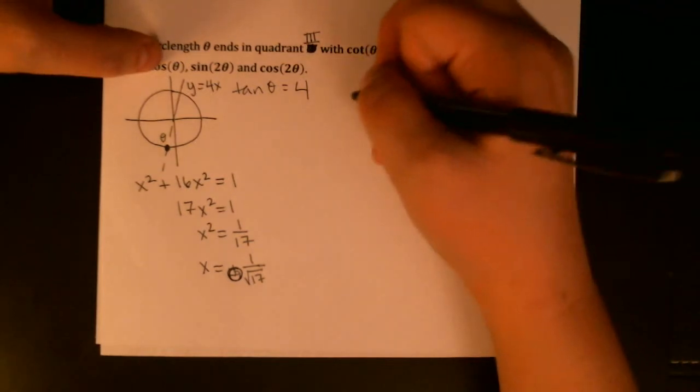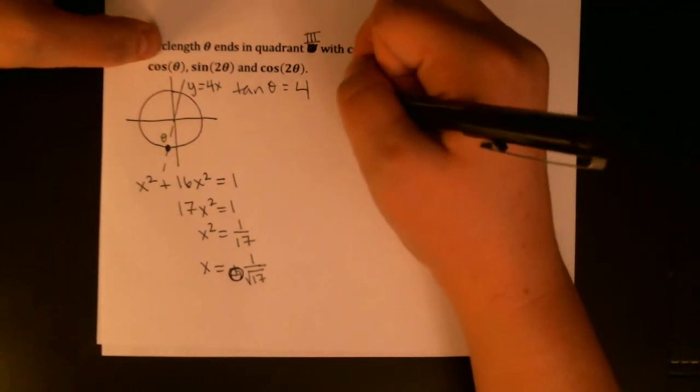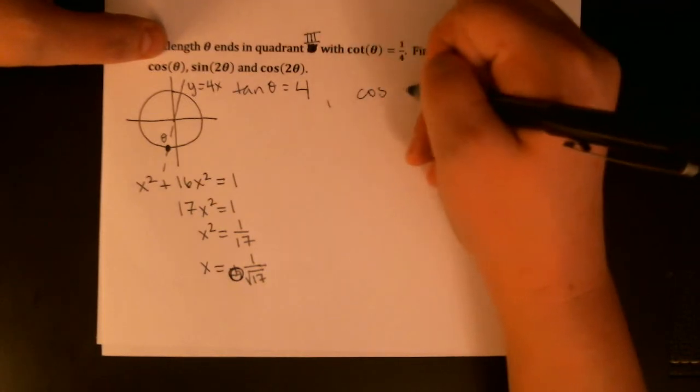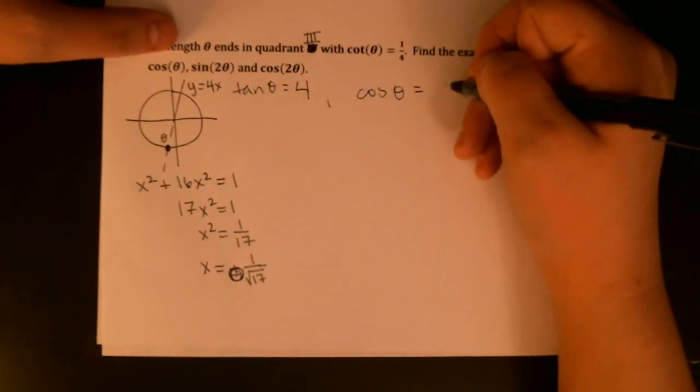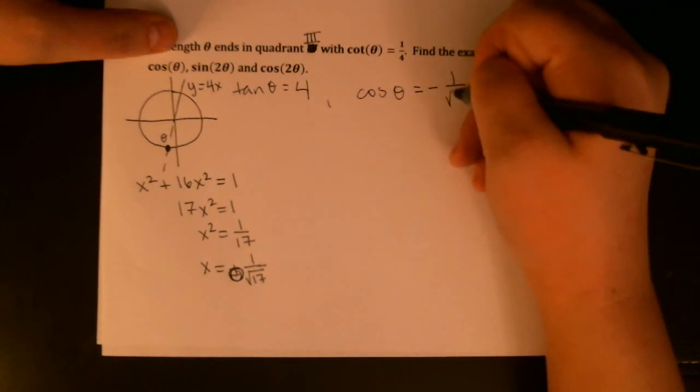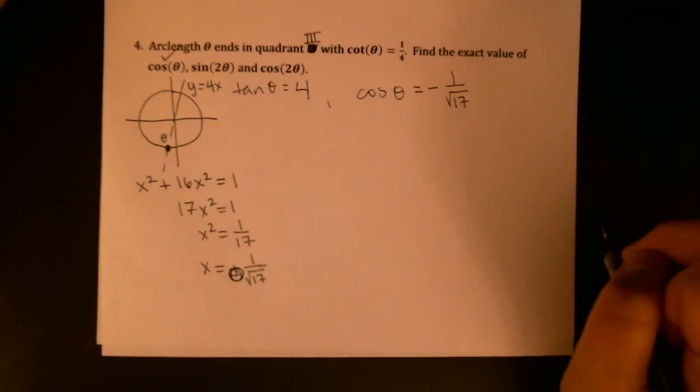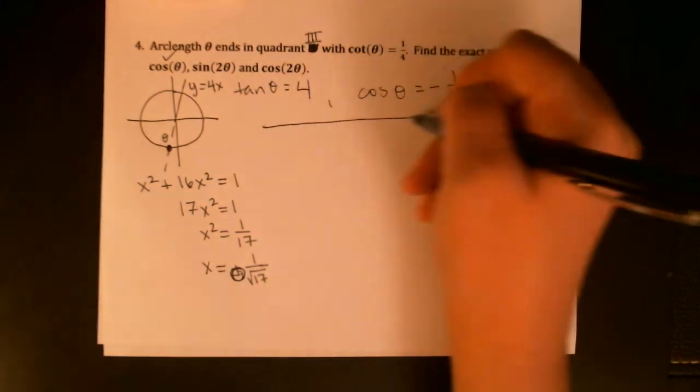So this is our first answer. We know that tangent theta is equal to 4. We also know that cosine of theta is equal to negative 1 over root 17. Okay, so there's the first one. Check. The second one, sine of 2 theta.